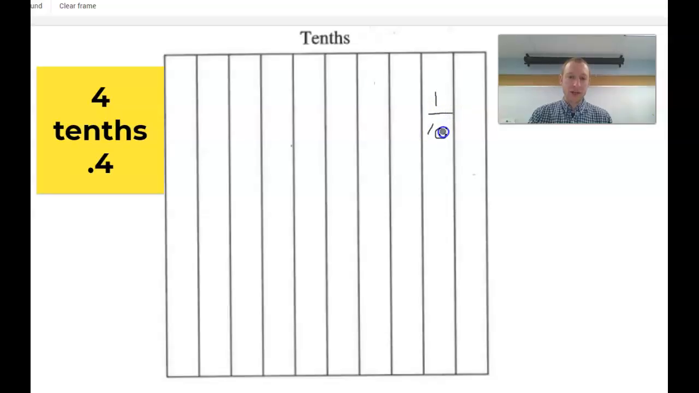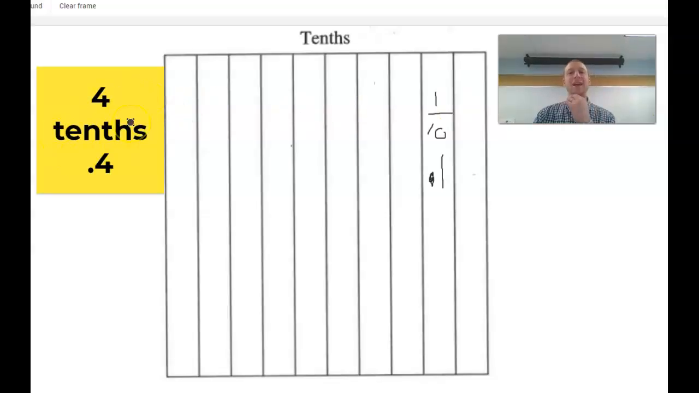That's how you would write it as a fraction. And to write it as a decimal, you'd write 0.1. So that's 0.1. If we add them all together, 0.1, 0.2, 0.3, 0.4, 0.5, 0.6, 0.7, 0.8, 0.9, 0.10, or 1 whole.